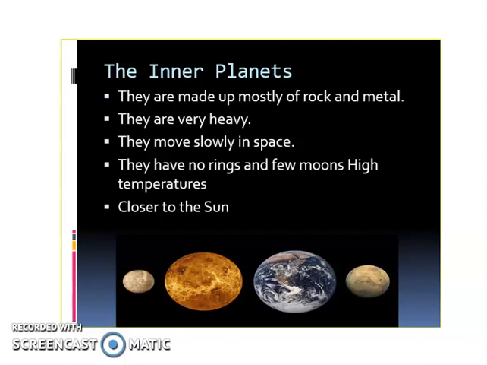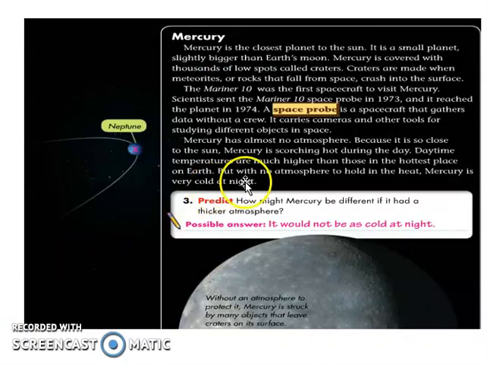Okay, so let's start with the first inner planet. The first inner planet is Mercury. Mercury is the closest planet to the Sun. It is a small planet slightly bigger than Earth. Mercury is covered with thousands of low spots called craters. Okay, a crater is a spot, a hole also in the planet. Craters are made when meteorites and rocks crash into the planet. So when there is a meteor crash, it could make a crater in the planet.